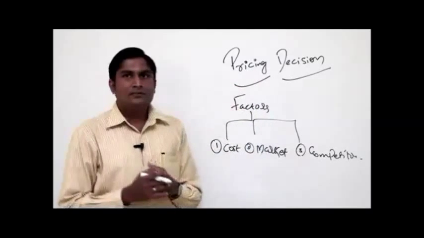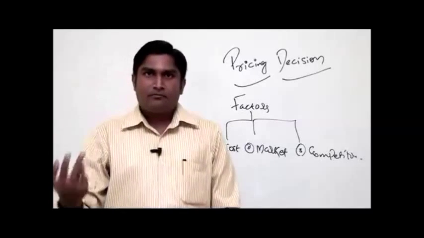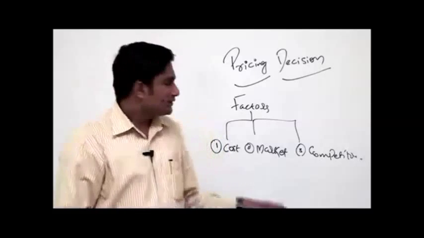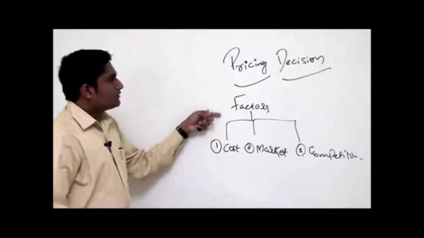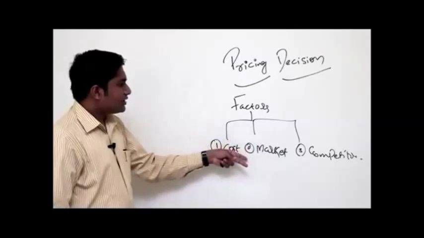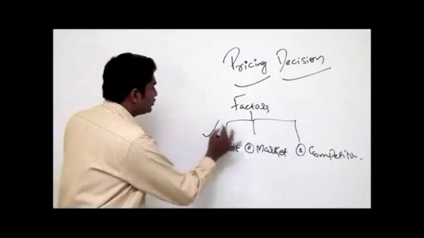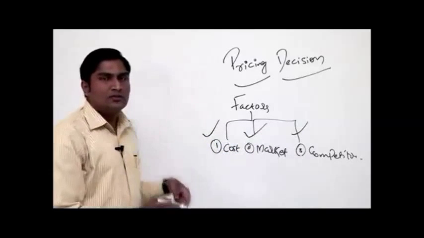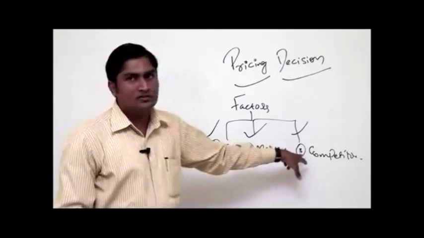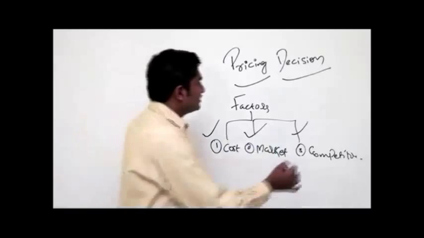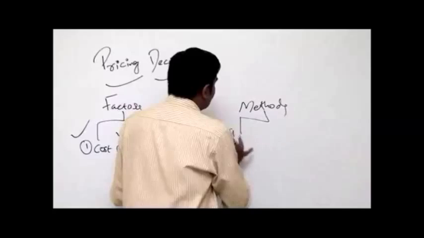Now let us analyze the principles. How are we going to price a product on the basis of these three factors? So here we are going to look into the three factors, and thereby the methods of pricing are going to be analyzed on the basis of these three factors. So methods can be broadly classified on the basis of cost, on the basis of market, on the basis of competitors. So first of all, the methods on the basis of cost.